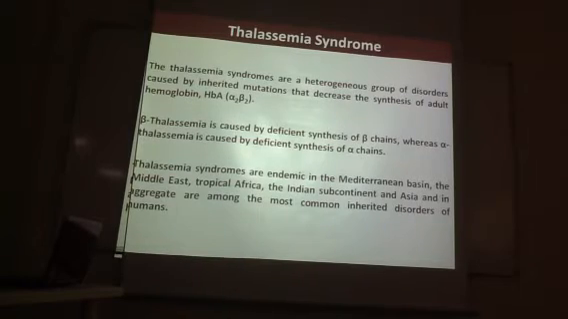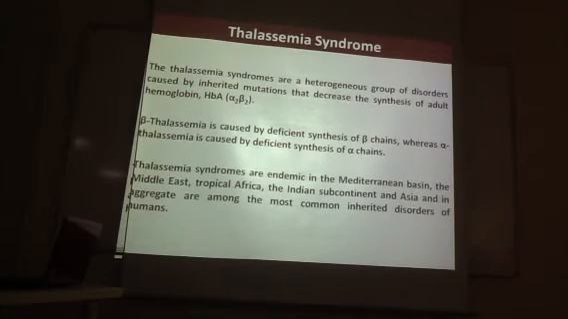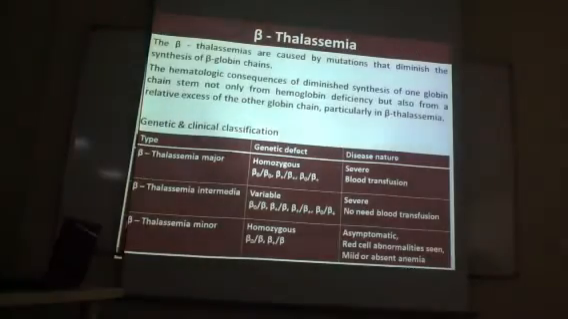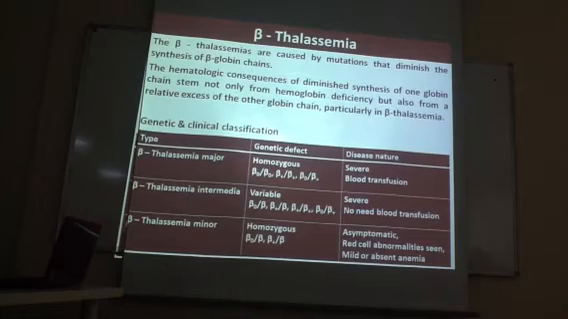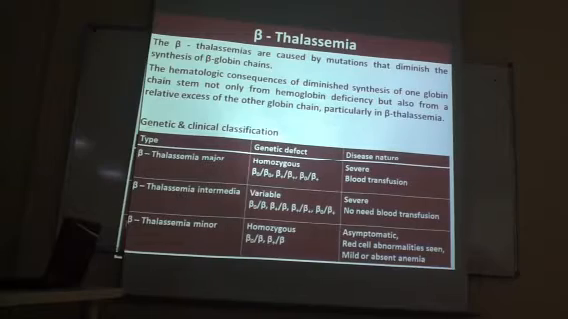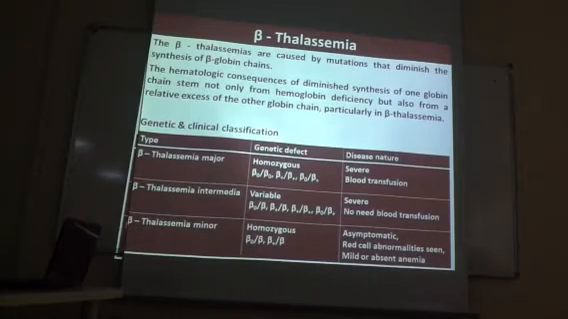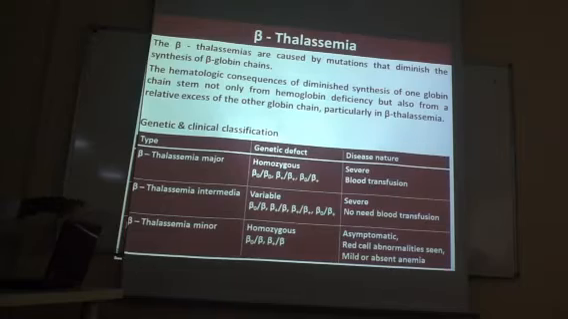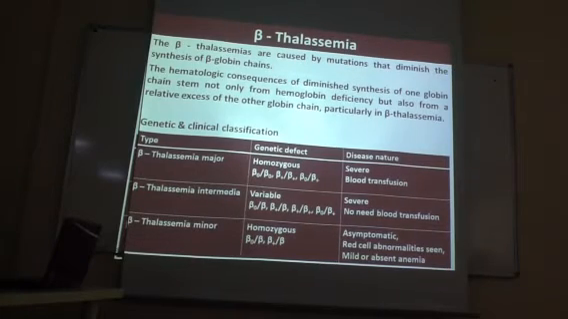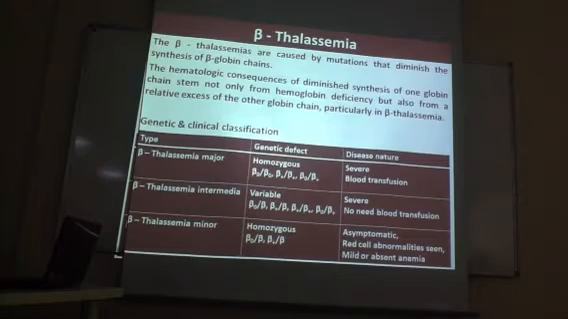Thalassemia is absence or decrease of any chain. If it is absence of the alpha chain, it is called alpha thalassemia. If it is absence of the beta chain, it is called beta thalassemia. Beta thalassemia is genetically classified into 3 types, but 2 are very important for you to understand: beta thalassemia major and beta thalassemia minor. Beta thalassemia major is homozygous.